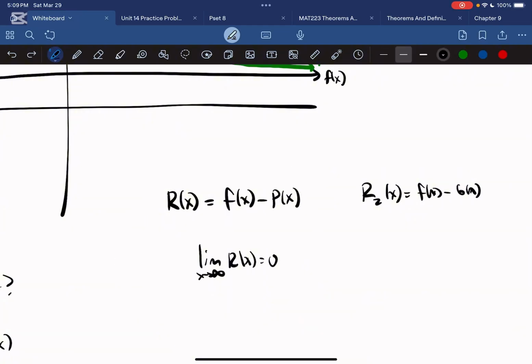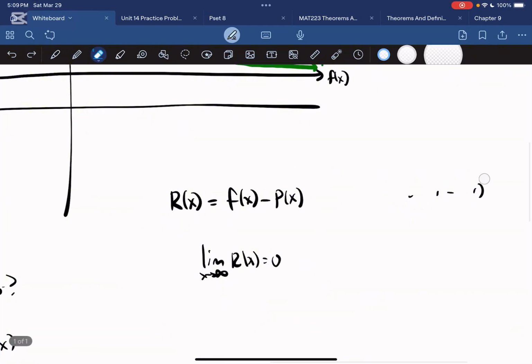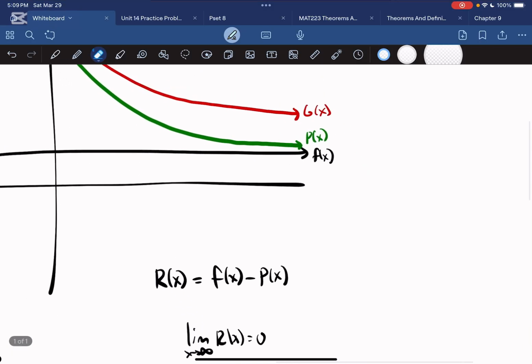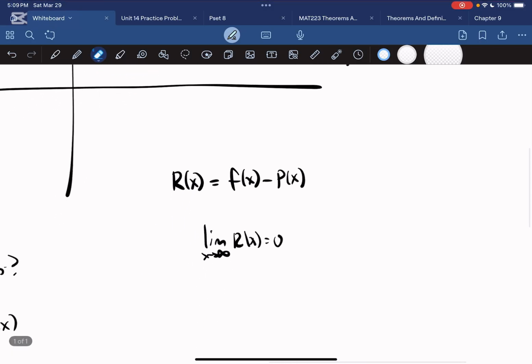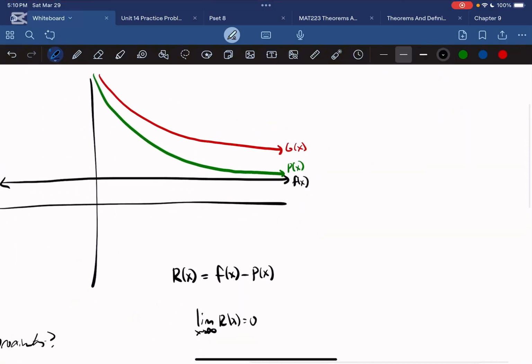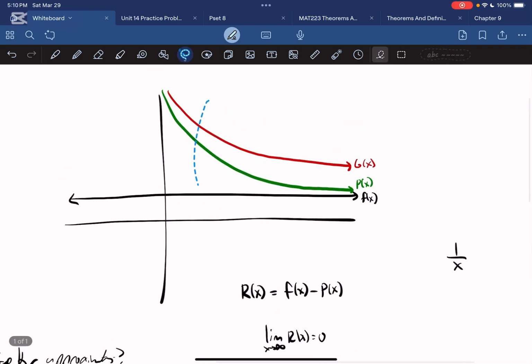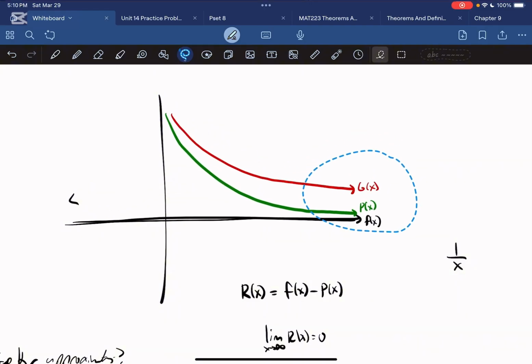Well, we want to see that its limit approaches 0 faster, right? So now I'm not going to use g of x anymore. I'm going to use something else. I'm going to use something in the form of 1 over x, because 1 over x, let's assume for simplicity all of this is going towards 0, yeah?